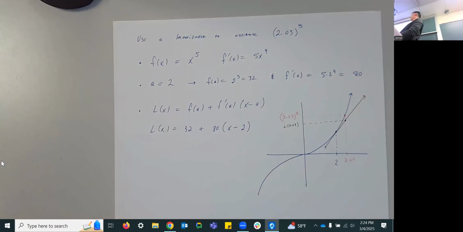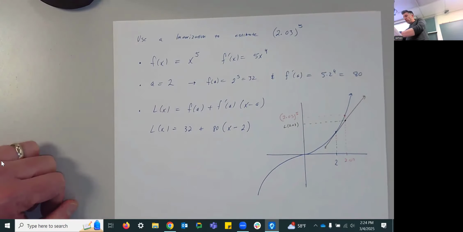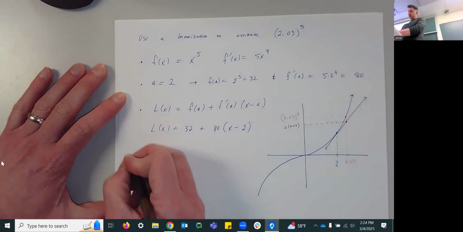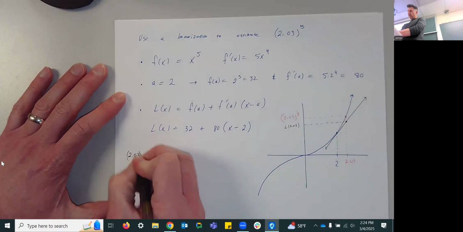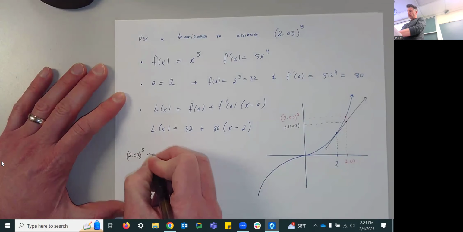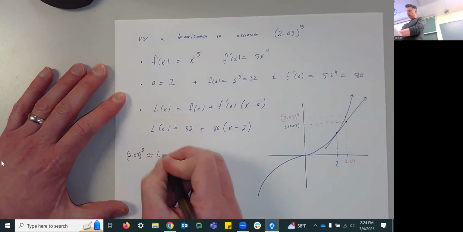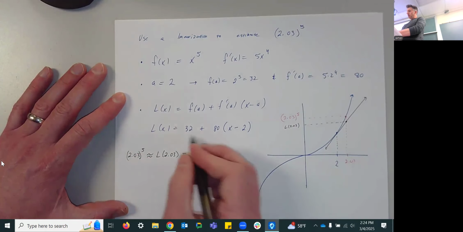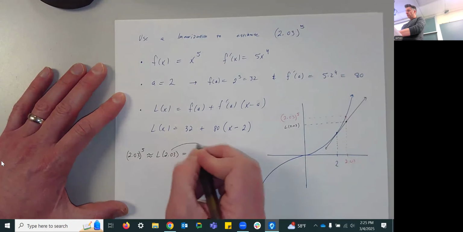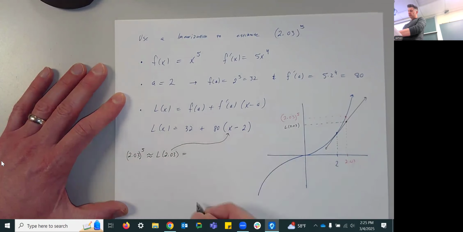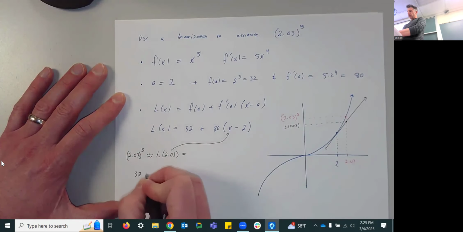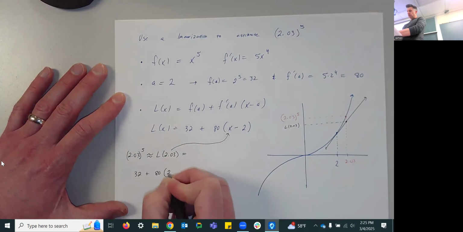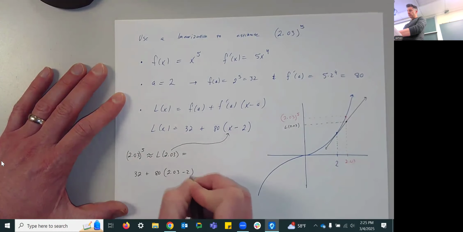It's a decent approximation. It's not off by a ton, depending on how close your values are and what your function is. And so to approximate 2.03 to the fifth power, we're going to say, cool, it's approximately equal to our linearization at 2.03. And that's going to be this function with 2.03 plugged in for x. This will be 32 plus 80 times 2.03 minus 2.